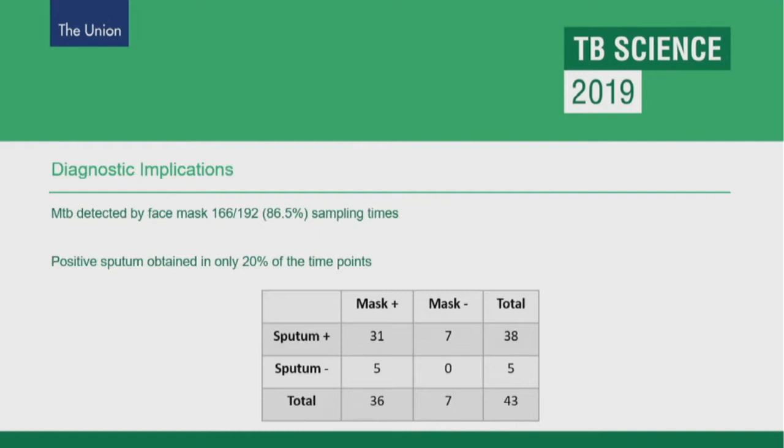So whilst this study initially was not designed to look at diagnostics, it struck us that within each 3-hour period, we were more likely to get a mask sample. In fact, we got one every single time, whereas we only got a sputum sample around a quarter, 25% of the time. We were also more likely to detect MTB in a mask sample at 166 out of 192 times, whereas we only managed to get it about 20% of the time with sputum. So it caught our fancy. Maybe mask sampling could be used as a screening and diagnostic tool.